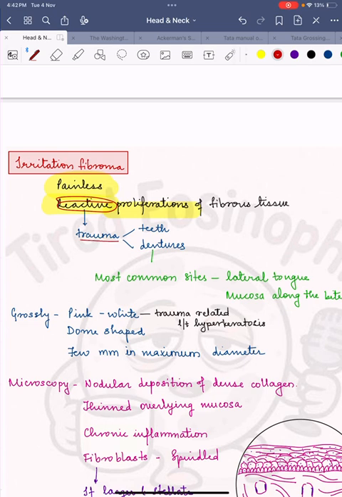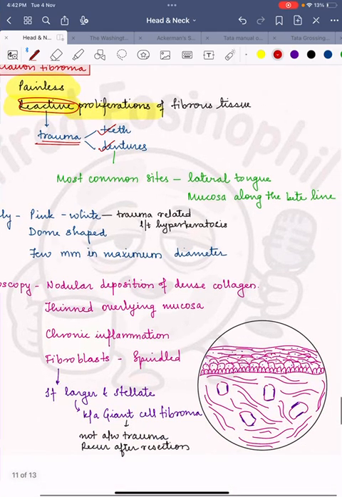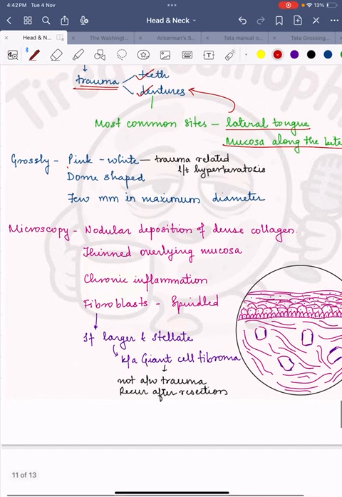So what is it reacting to? It is reacting to trauma, which can either be due to teeth or due to dentures. Because of this, the most common site will be the lateral tongue, which is subject to the teeth and dentures, and the mucosa along the bite line. Grossly, they are pink or white in color.